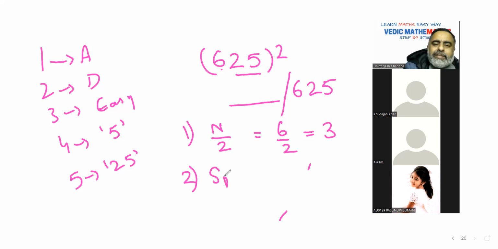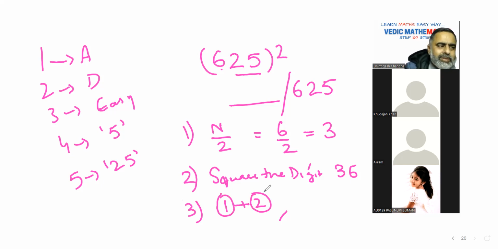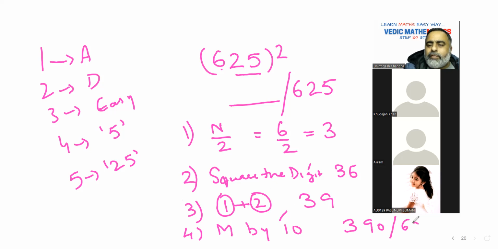Second, square the digit. So squaring means 36. Up till here, any doubt? Now here, third, add both. Add step 1 and step 2. So step 1 and step 2 gives me 39. Fourth step, multiply by 10. So this is 390. My answer is 390,625.